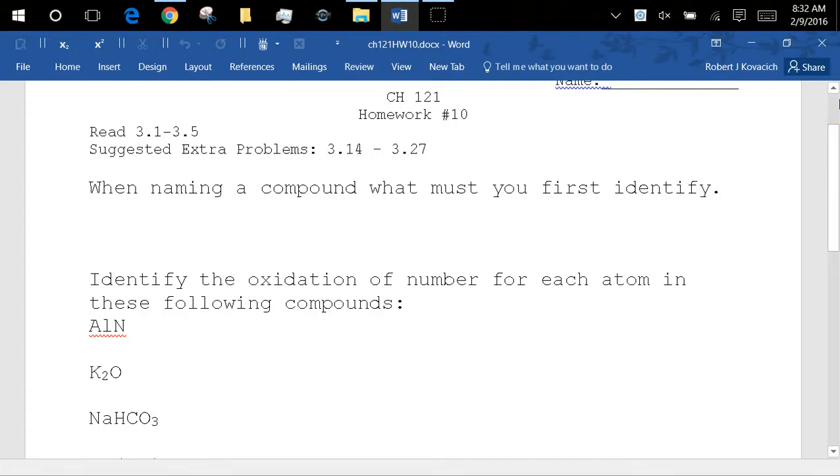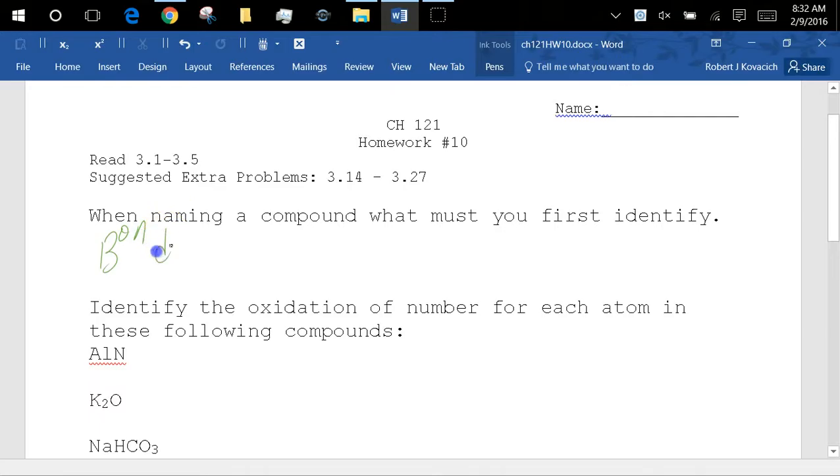All right, how about this first one up here? What are you looking for immediately? The oxidation number? No. You're looking at the prefix, like tri? You're looking at a formula? Cation? No. Type of bond. Why are you looking for bond type?